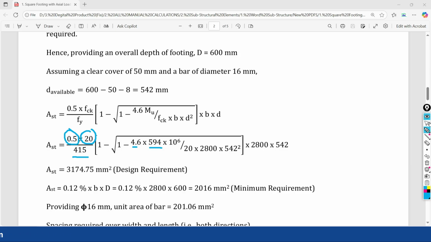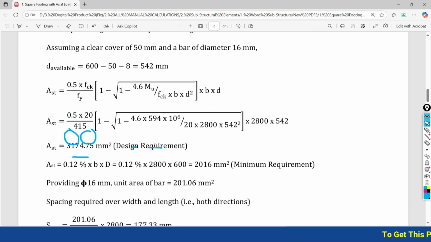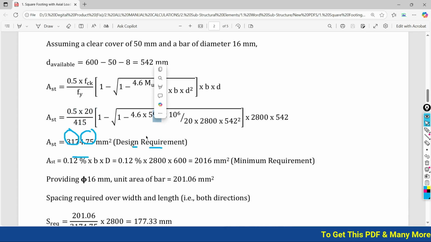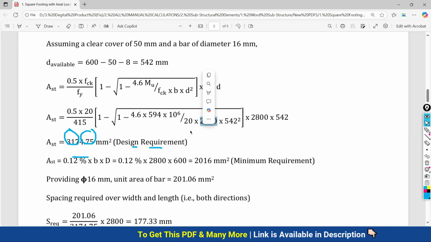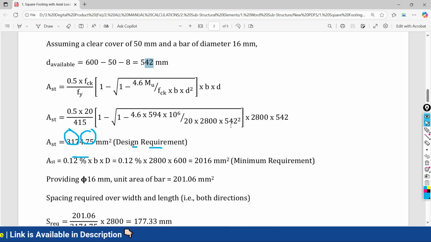594 into 10 raised to 6, where it is the present ultimate moment, 594 kilonewton meter. So it is 594 into 10 raised to 6 divided by concrete 20, size of the footing means B is 2800 multiplied by effective depth of 542 square. We already have calculated effective depth 542 square multiplied by B into D. B again 2800, 542 in mm.